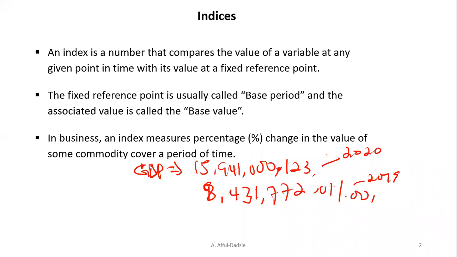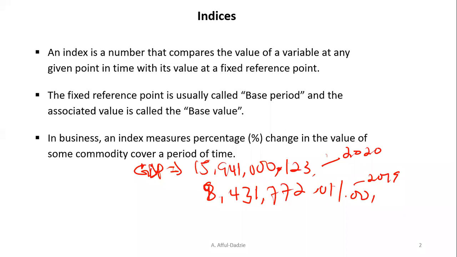So in business, we use index numbers to measure the percentage change in the value of a commodity over a time period, or not necessarily a commodity, but other instances like so. But oftentimes when we talk about index numbers, they represent changes in commodities, and the changes are in reference to price and then quantity.